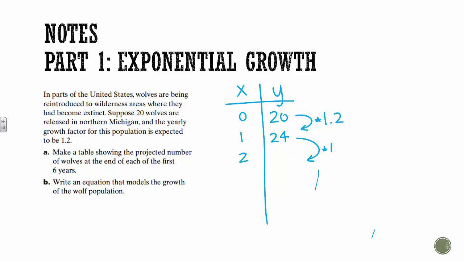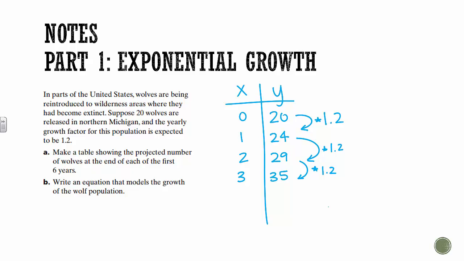And now we can keep going. 24 times 1.2 gives us 28.8. And since we can't have 0.8 wolves, let's round it to 29. And we could keep going literally all day. After 3 years, there's going to be about 35 wolves, because the growth factor goes up by 1.2.